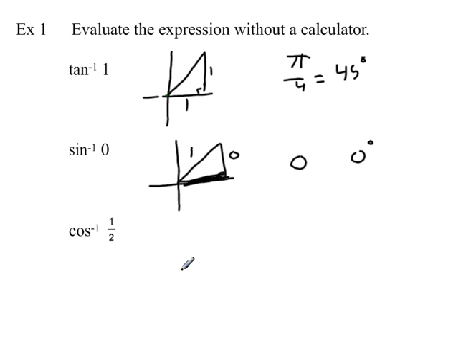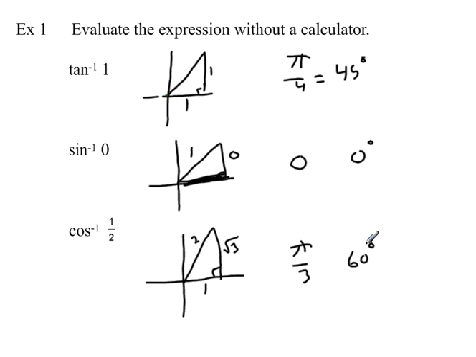Okay, last one up here. We want an angle whose cosine is 1/2. Okay, so I've got to think cosine is going to be adjacent over hypotenuse. And if we use the Pythagorean theorem, we'll find this missing side. Hey, those dimensions look familiar. That looks like it's going to be pi over 3 radians, or 60 degrees, one of those special right triangles.